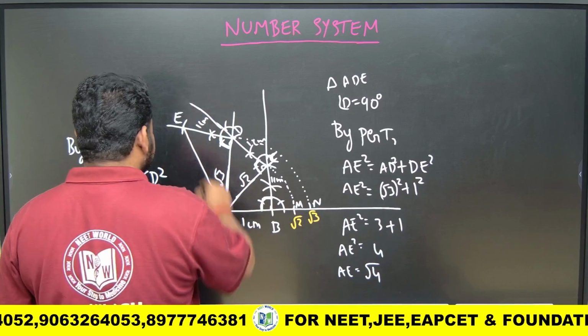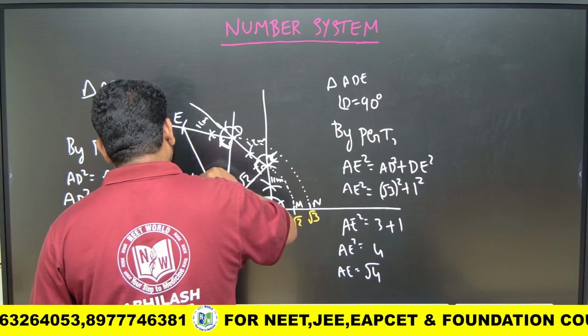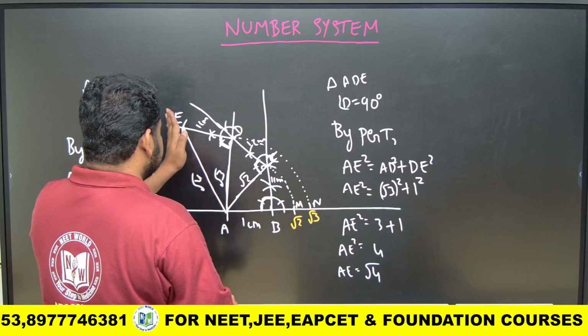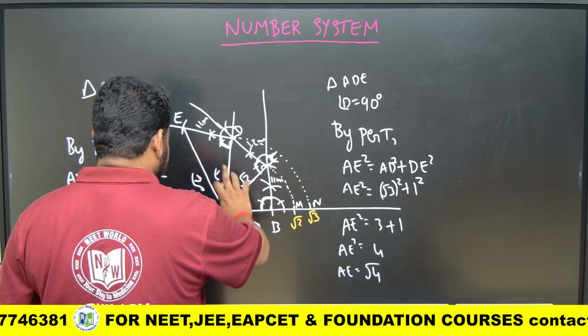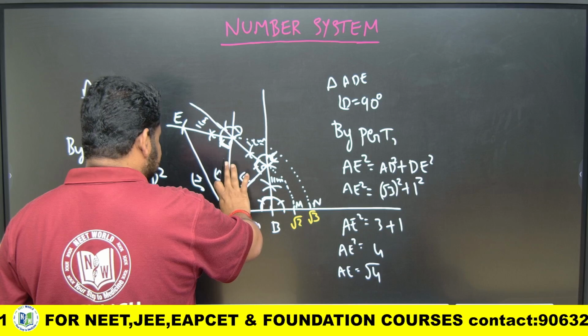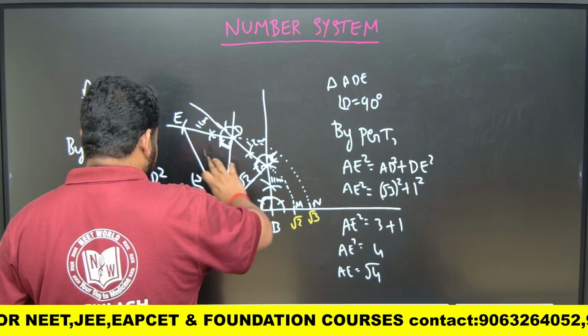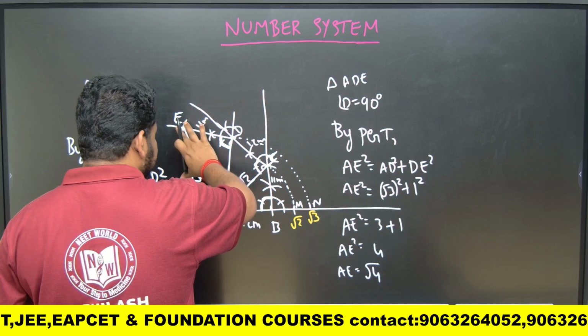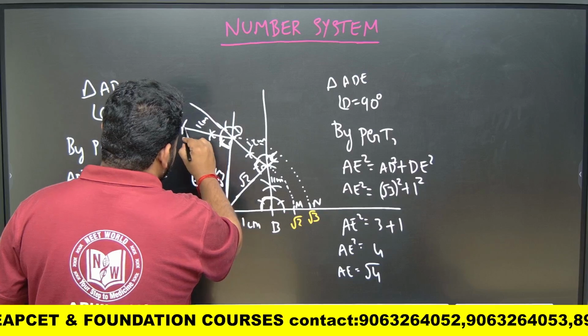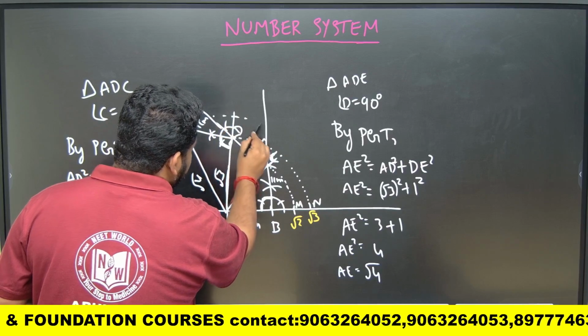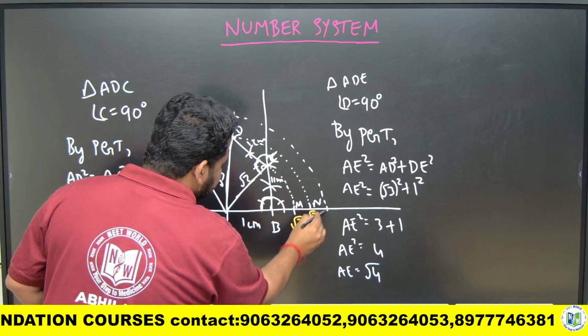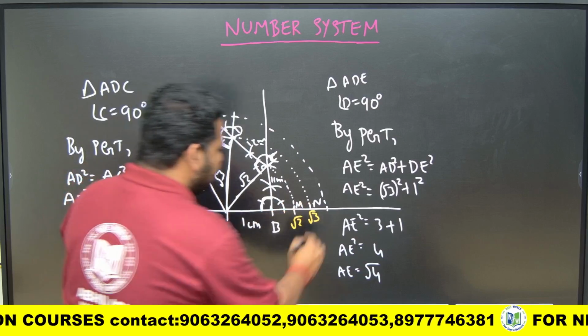So this length we got as root 4. Should I keep it as it is? From here to here I have to measure using the compass. So I'll keep the compass here, extend till here, and draw an arc like this using the compass. Then I'll get point O. This is MNO. This is point O.